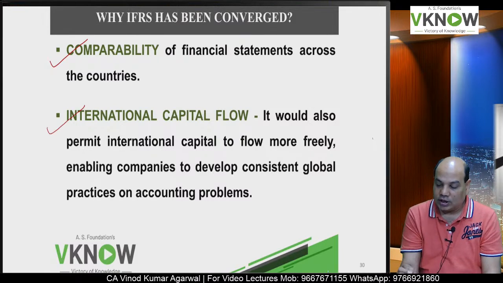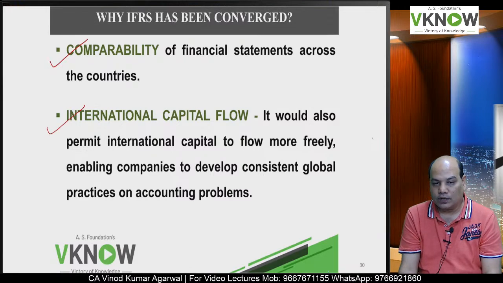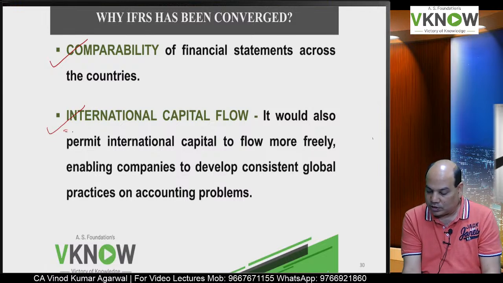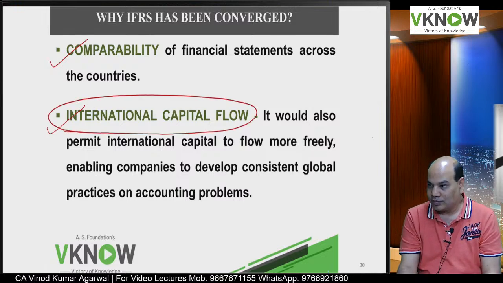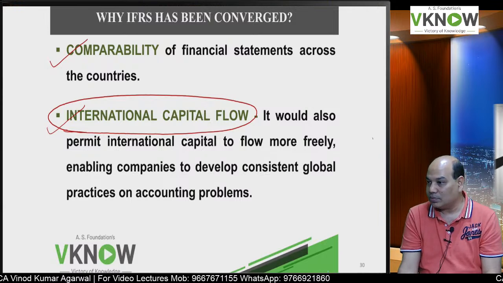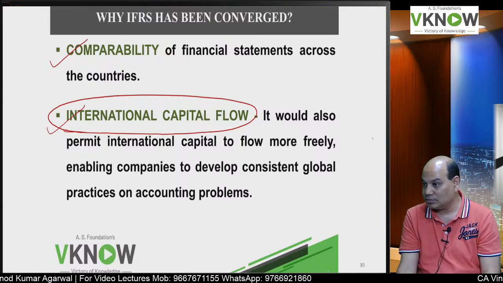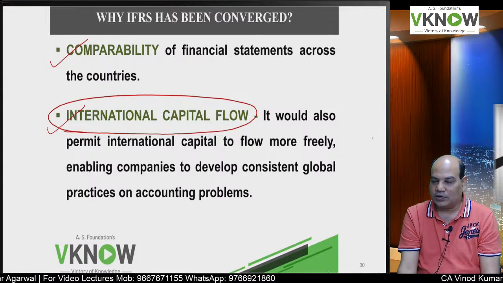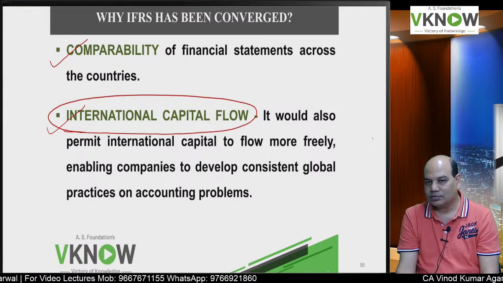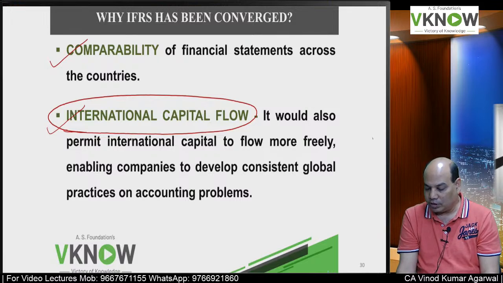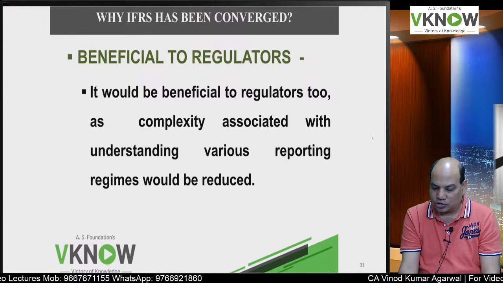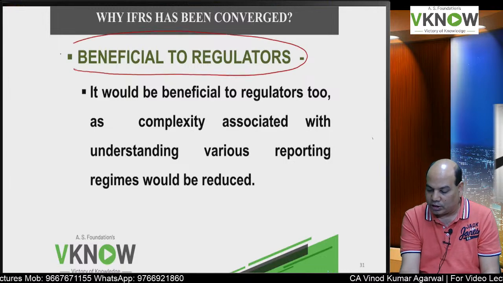Third reason why India decided to converge to IFRS is we want funds. It is not enough. Indian investors do not have the deep pockets which foreign investors have, but foreign investors have conditions. We will give you money, but I want financial statements as per IFRS. So that is why we have to convert, so that we can attract global capital, and in a sense it will become beneficial to regulators also.